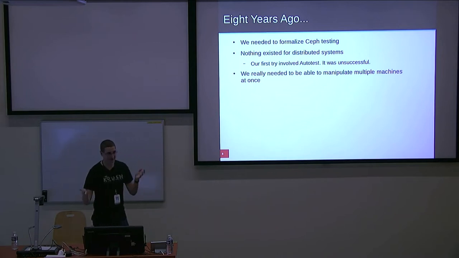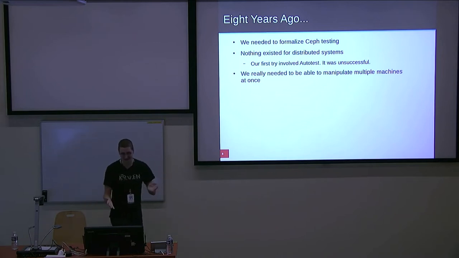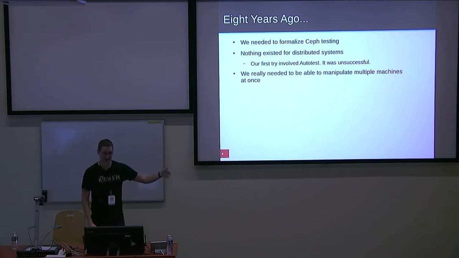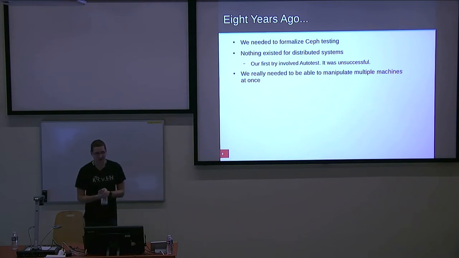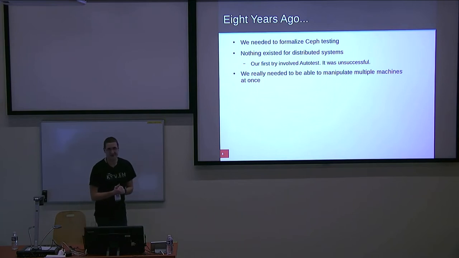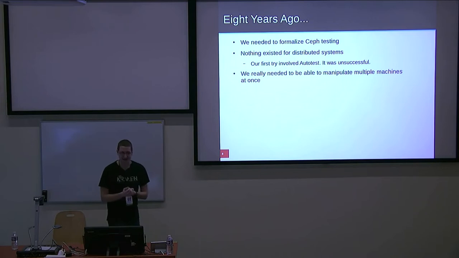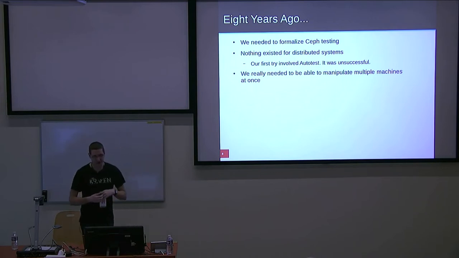Because in fact, the problem wasn't that the if condition was backwards, it was that the logic test in the code wasn't good enough. And nothing was telling us that in our regular testing. And that's not a sustainable way to build a distributed system with a lot of people. So 8 years ago, nothing existed for distributed systems. We had a new teammate who was very excited about building a test system, and he tried out, first of all, autotest, which I think came out of the Linux kernel community.